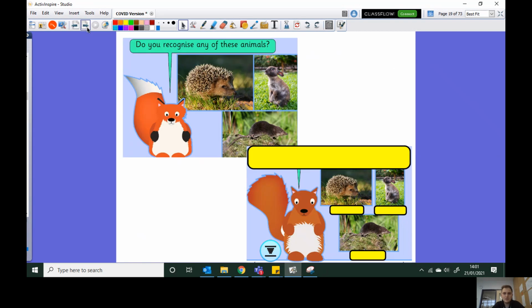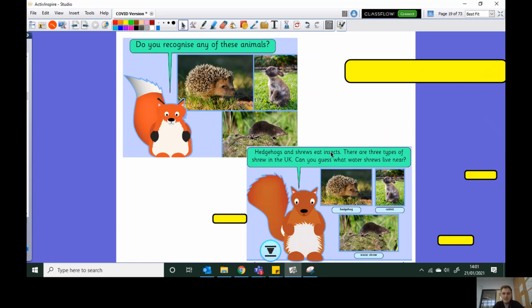So let's go through some of these animals. Okay, do you recognize any of these animals? So here they are. We've got three animals. So what's this very first one? Exactly, it's a hedgehog. What about this? It's a rabbit. And last but not least, a bit of a strange one. It's a water shrew.